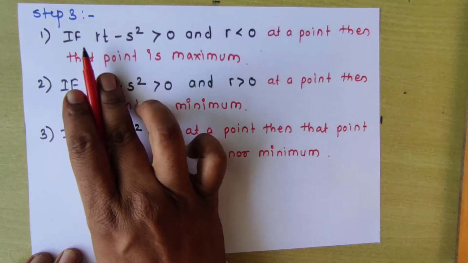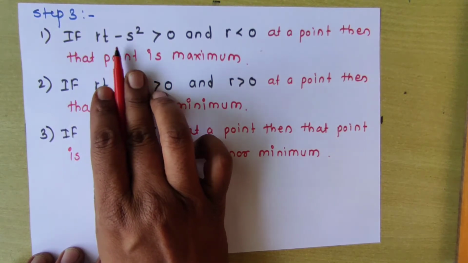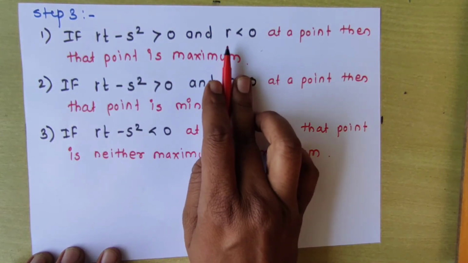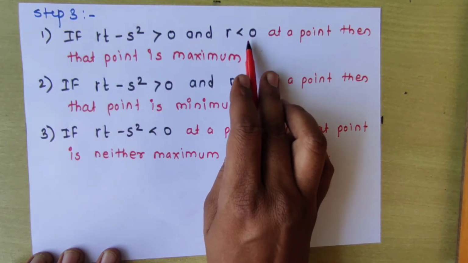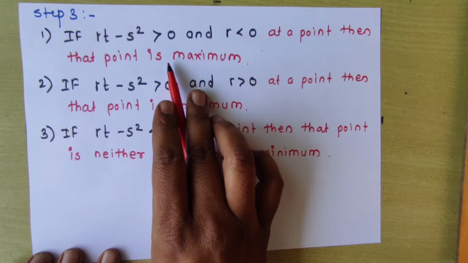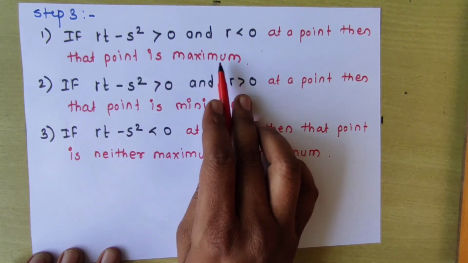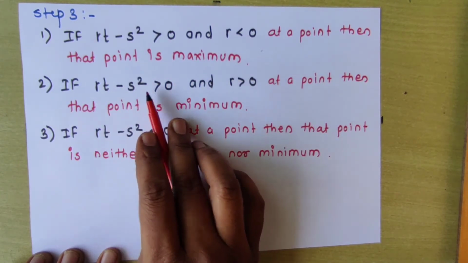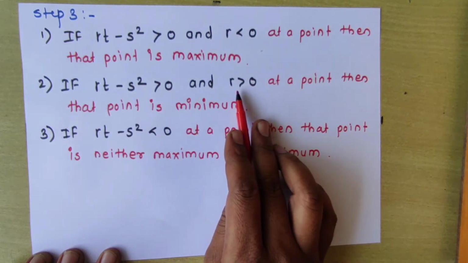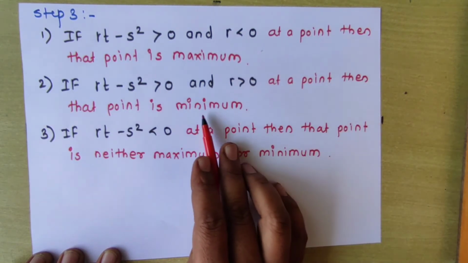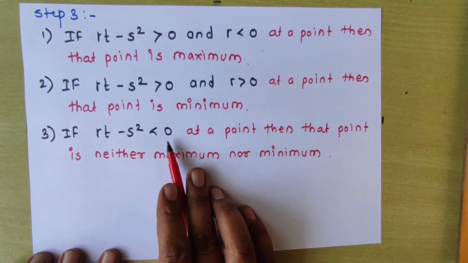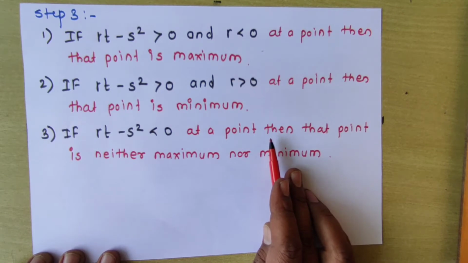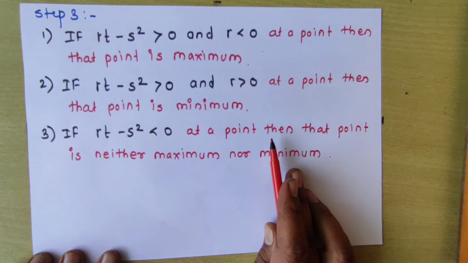In step number 3, we check the value of rt minus s square and the value of r. If rt minus s square is positive and r is negative, then at that particular point the function value is maximum. If rt minus s square is positive and r is positive, at that point the function value is minimum. And if rt minus s square is negative, then we cannot say whether it is a maximum or minimum. So this is the working rule to find the maximum and minimum of a function.